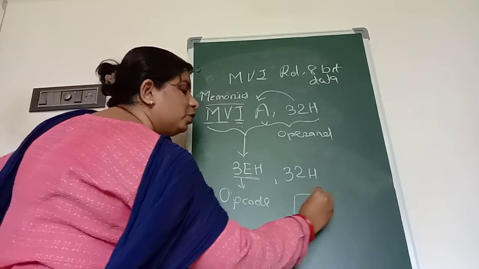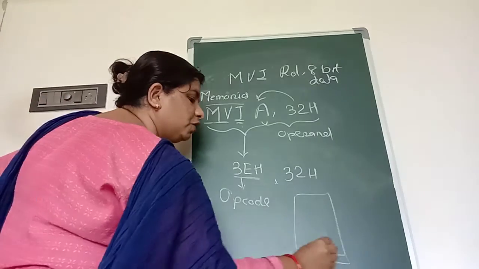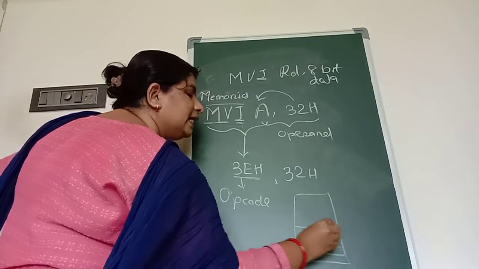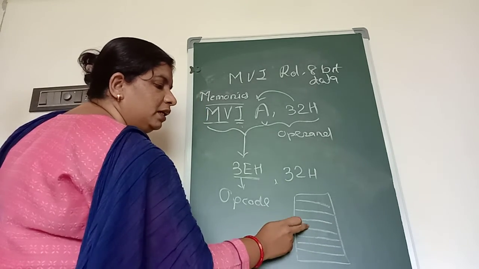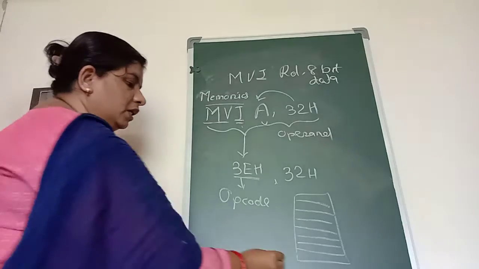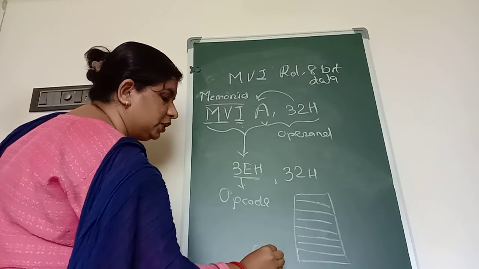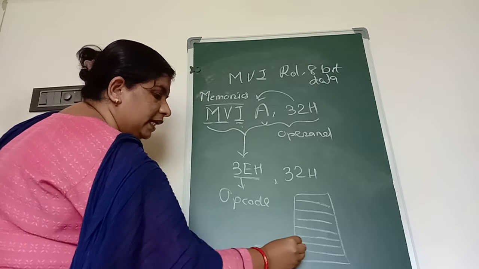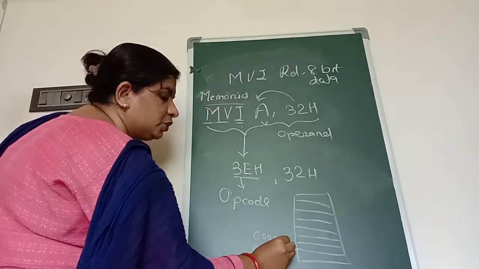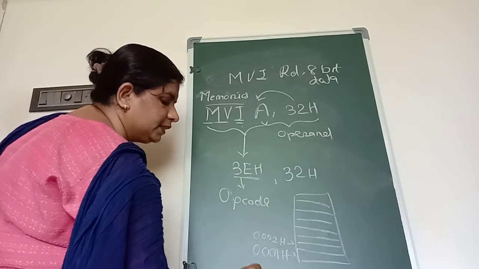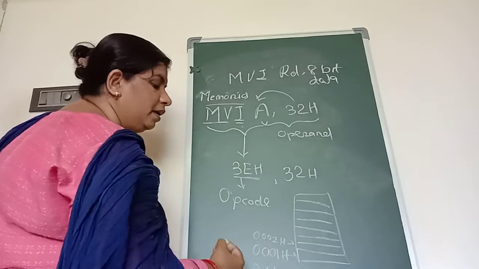I have already told you what memory is. Memory is just like a page of a notebook, and each line is a single memory location. Suppose the address of this particular location is 0001H. Then the next address will be 0002H. So these are the addresses.